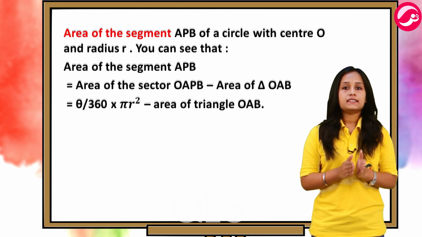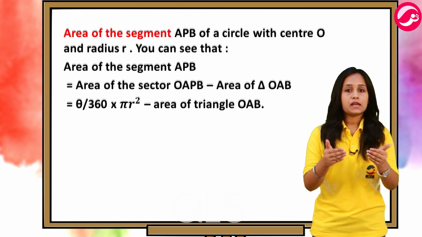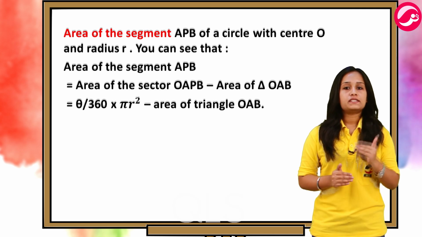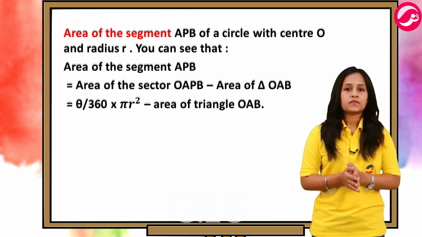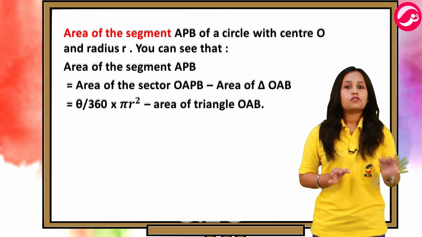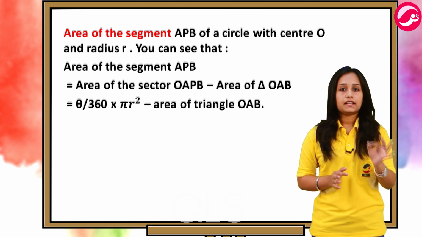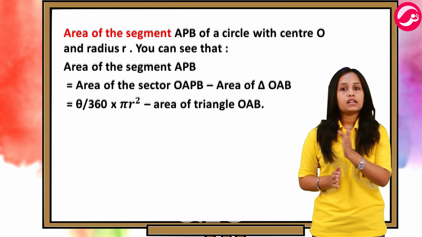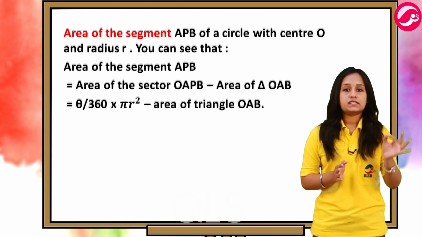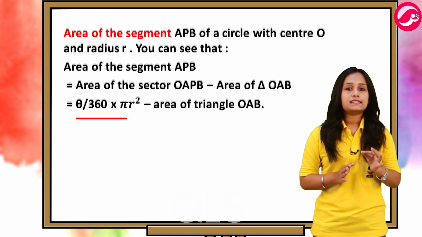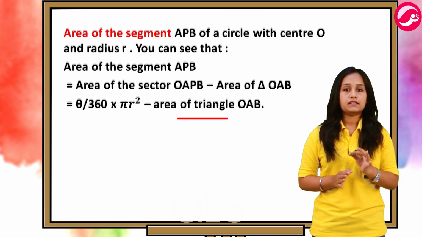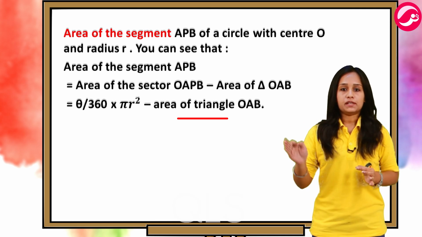Now, let us take the case of the area of the segment APB of a circle with center O and radius r. You can see that the area of the segment APB is equal to the area of the sector OAPB minus the area of triangle OAB, which is nothing but theta by 360 into pi r square minus area of triangle OAB. So friends, you need to remember that we do not have any direct formula to find the area of a segment.